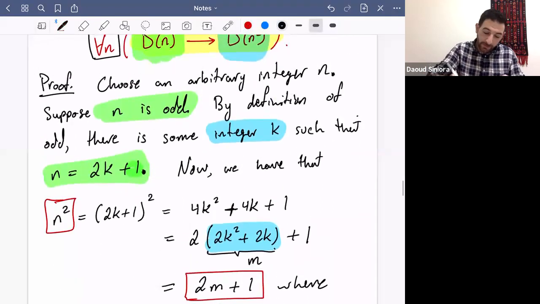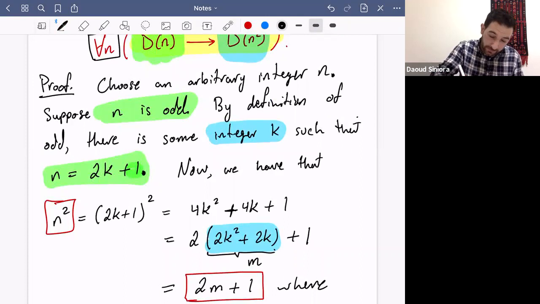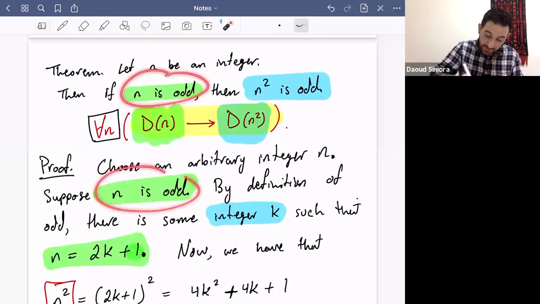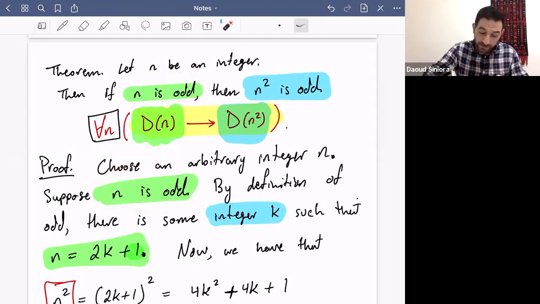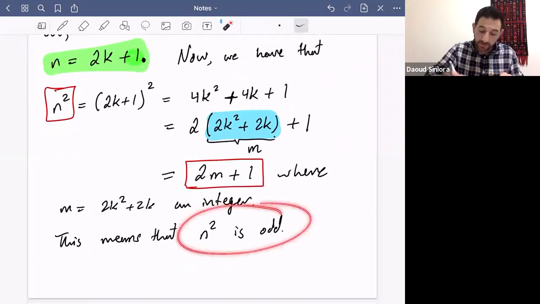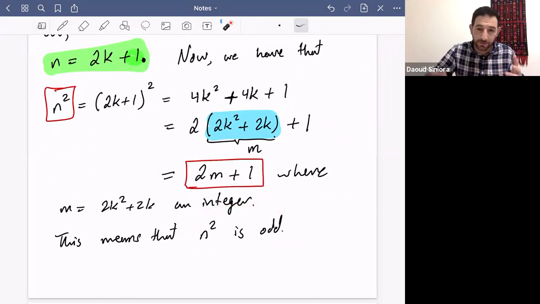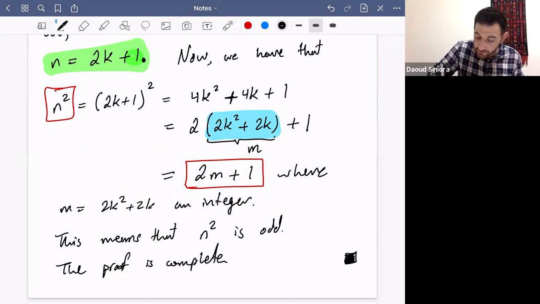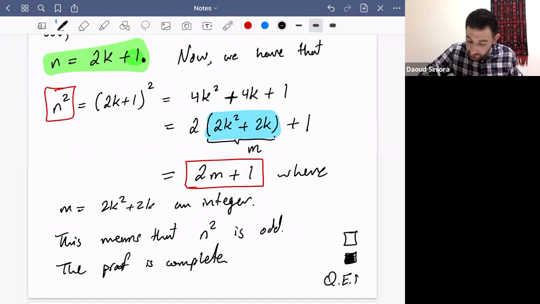So overall, what happened? We assumed that n is odd, and n is odd is the hypothesis, and we proved that n squared is odd. We showed that the conclusion follows to be true using our assumption that the hypothesis is true. Okay, so we can write the proof is complete and finish our proof with the black square. Or sometimes you can use an empty square, or you can use QED. There are several ways to indicate the finish of the proof.